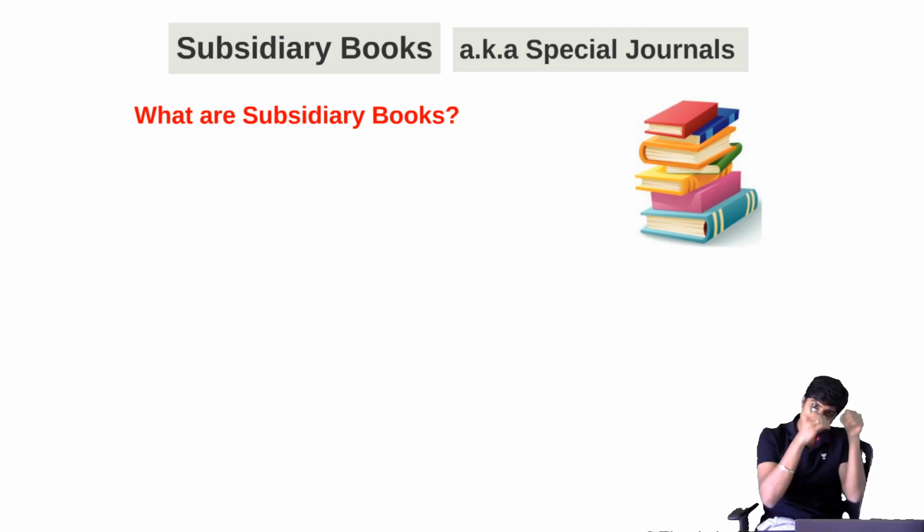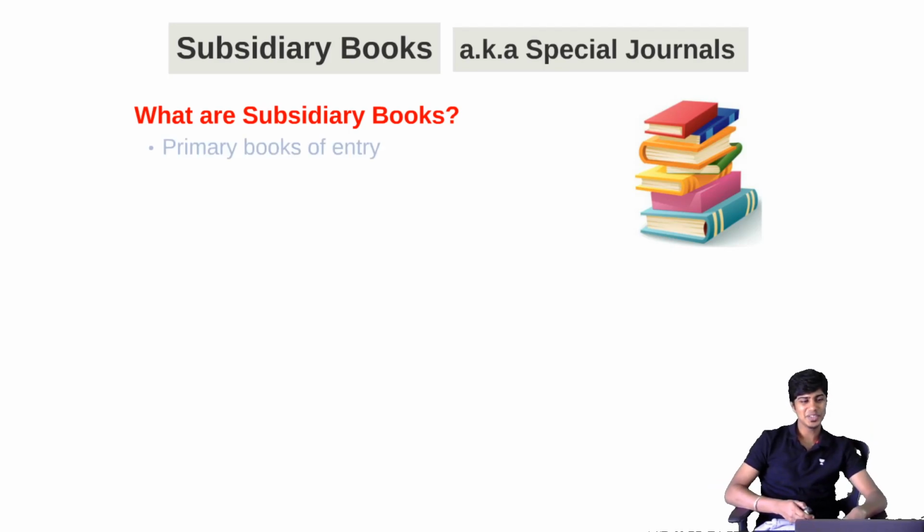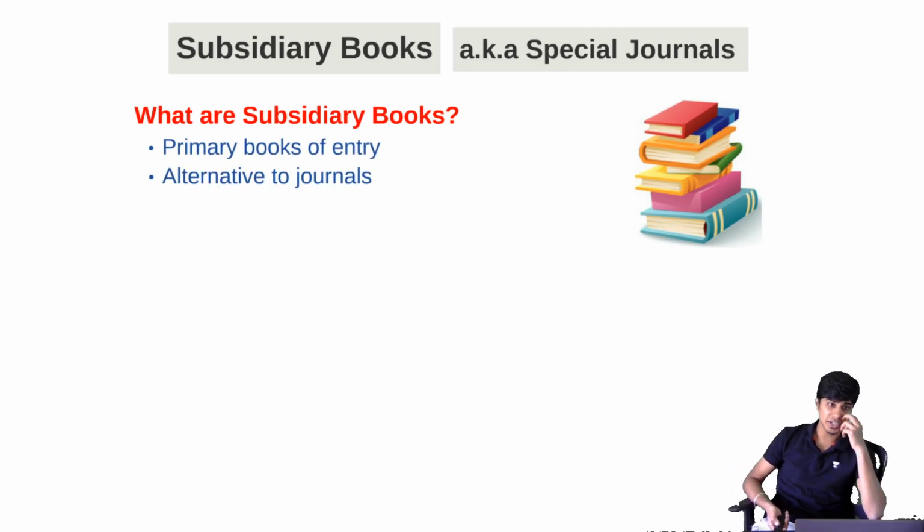They classify at the primary stage only. In recording in the special journals, they classify the transaction into sales, purchase, cash, non-cash, bills receivable, bills payable, segregate them, and then only write them. Got it? So these are again primary books of entry. These are alternative to journals.